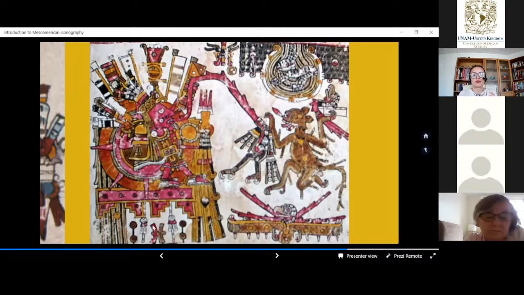We know the name of the sun, that is Ollin, movement. We see that this god is related completely to war. And we know that this animal that has been given has a sacrificial flag. So it has been sacrificed.